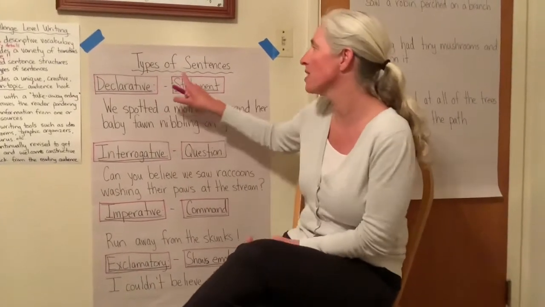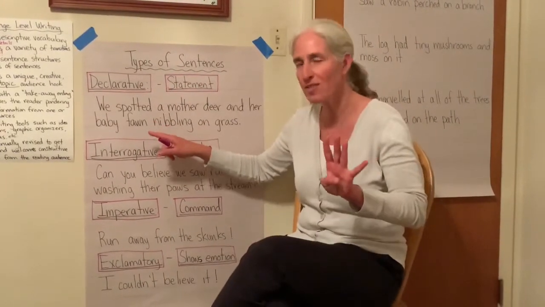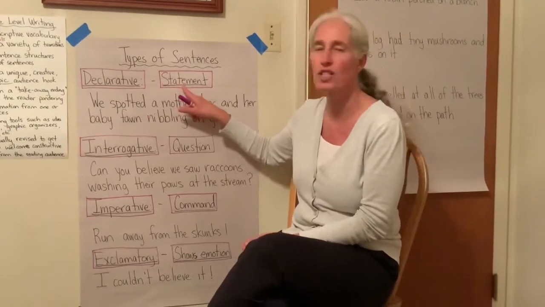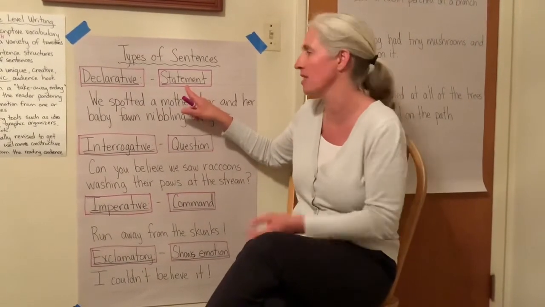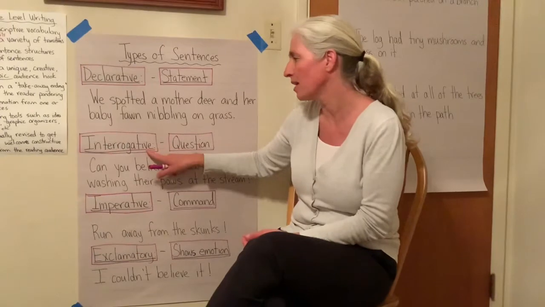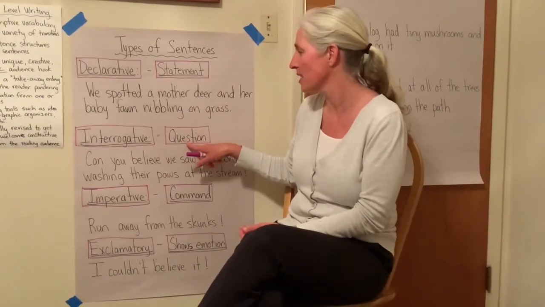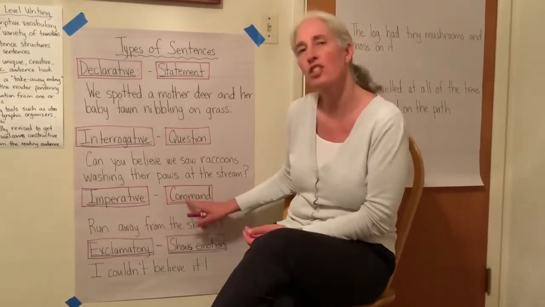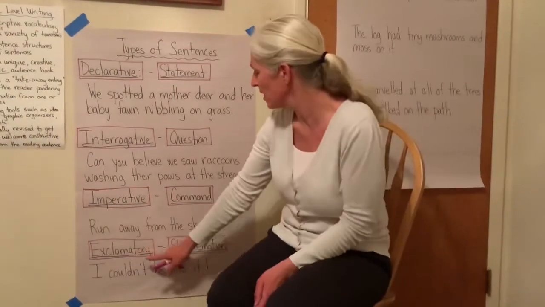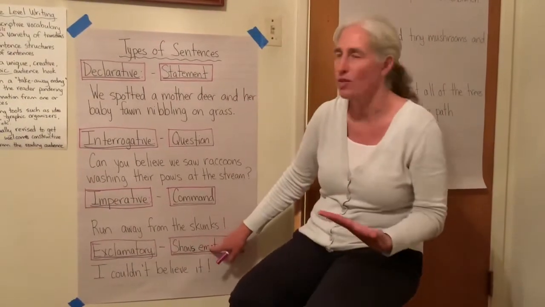So for types of sentences, we have 4 types of sentences. Declarative, which is a statement, that's a telling sentence. We have interrogative, which is a question, that's an asking sentence. We have imperative, which is a command, and we have exclamatory, which shows emotion, okay?